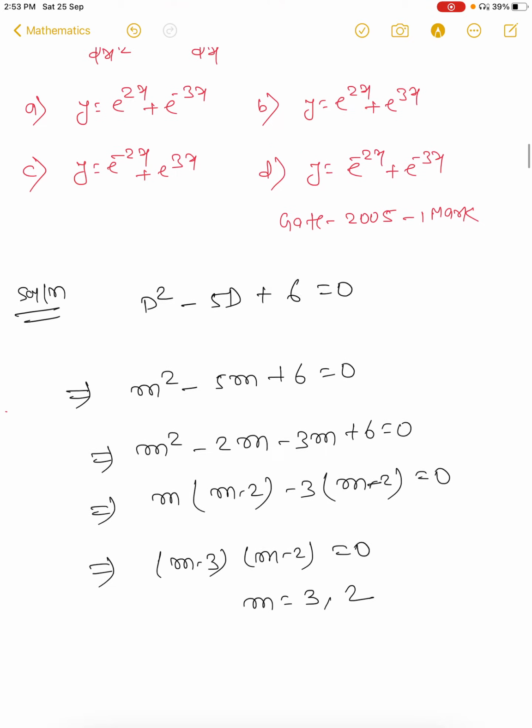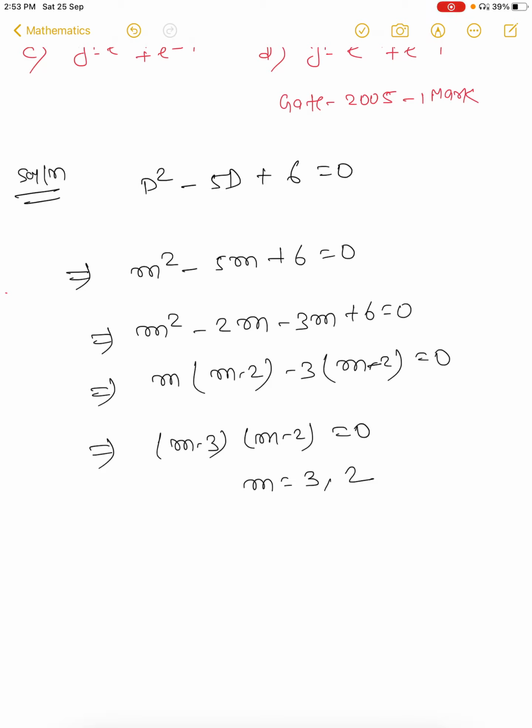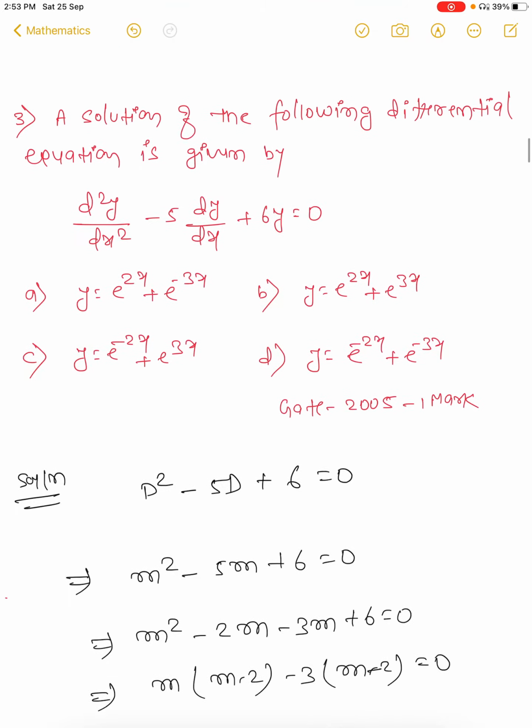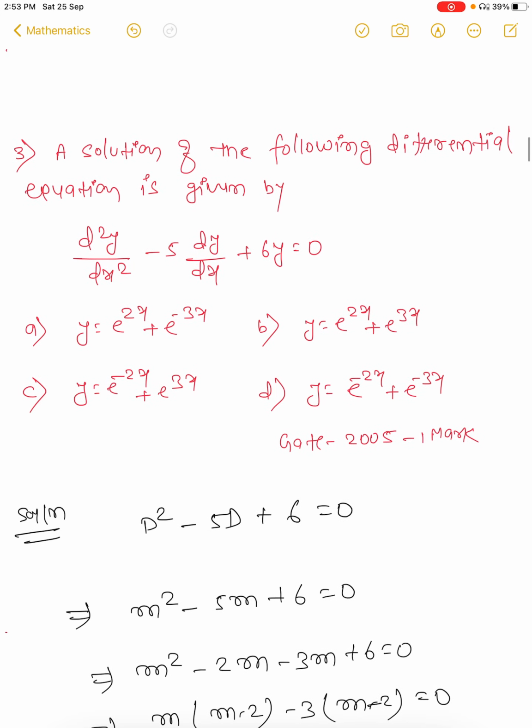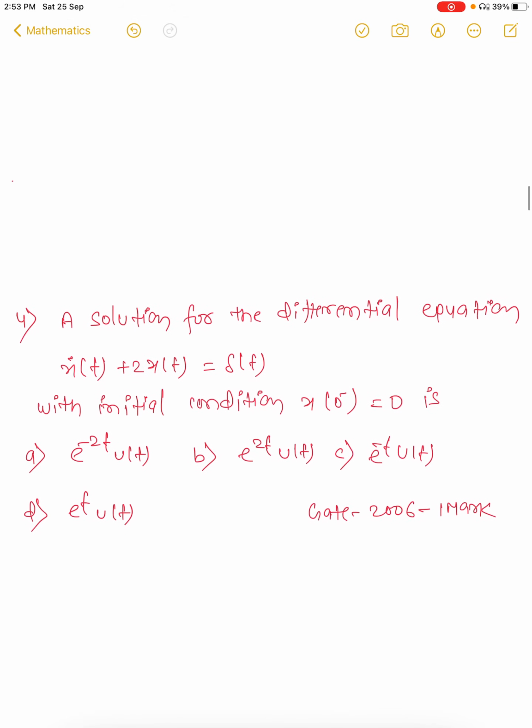So the complementary function will be c1 e to power 3x plus c2 e to power 2x. Nothing is given about initial conditions, so this one is the final answer. So option B will be the right answer. Now comes the next question.